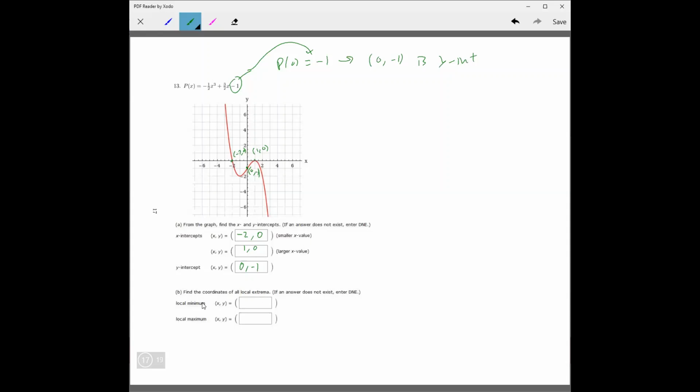Okay, local minimum and maximum. For that one, here's the local minimum right here, because the graph is lower than anywhere else, and that's -2. It happens when x is -1. So the coordinates here are (-1, -2). And the local maximum, that'll be right here, and that's 0.